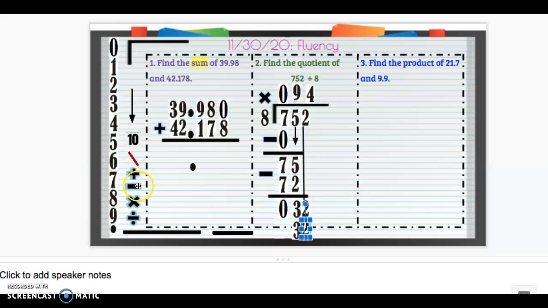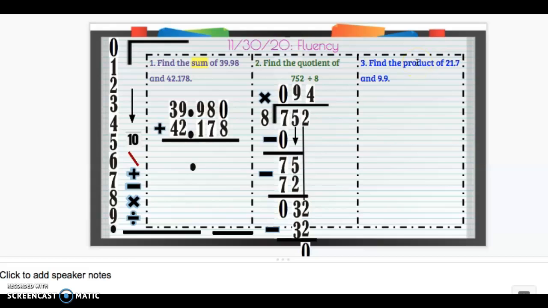I subtract, and I get 0. Now remember, I told you if you go off, I still can see it. So you can go off of the slide if you need to. So your answer is 94.